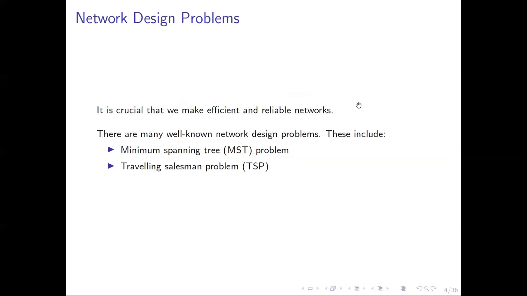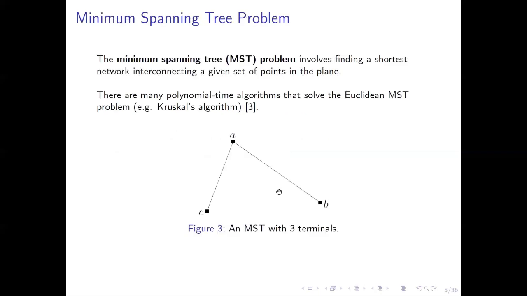So this leads us to the network design problems. Two examples I've given here are the minimum spanning tree problem and the traveling salesman problem, which some of you will be familiar with. I'll go through the minimum spanning tree problem because it's very relevant to the problem that we'll be looking at. In the minimum spanning tree problem, you're given a set of points in the plane, and your aim is to find a network interconnecting those points that has the shortest total length. And it can be solved in polynomial time.